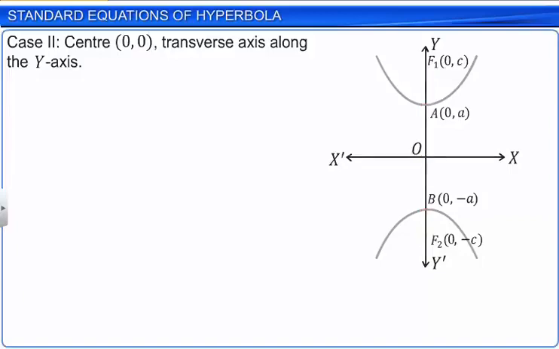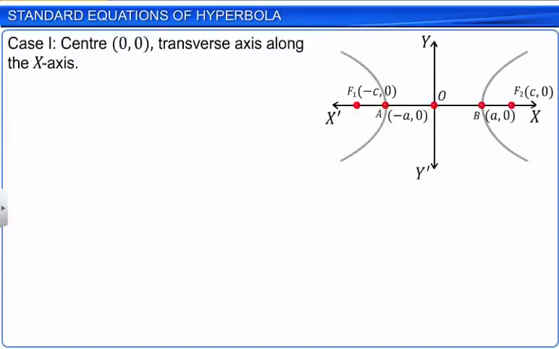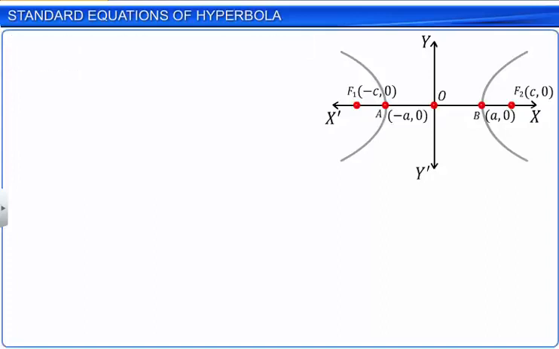Let us derive the equation of the hyperbola for case 1 with the center at the origin, the transverse axis along the x-axis, and the foci lying at minus c, 0 and c, 0 on the x-axis. Consider a point P on the hyperbola with the coordinates x, y. Then, by definition, the difference of the distances PF1 and PF2 is constant and equal to 2a. Let this be equation 1.